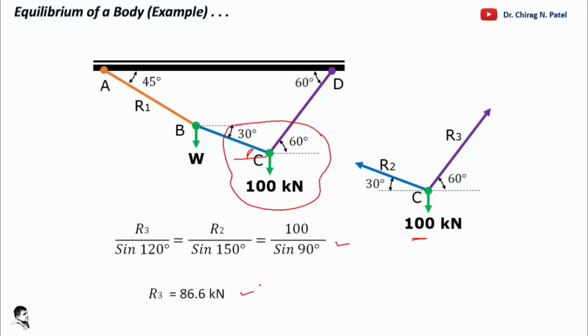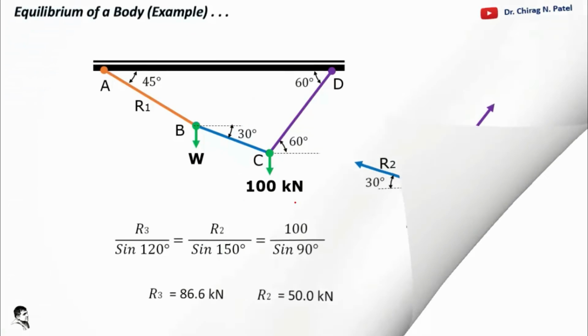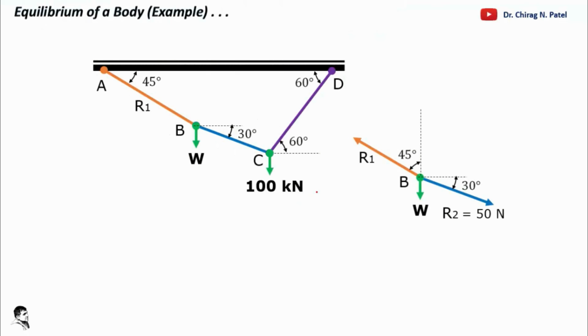So you can very easily resolve it now. R3 is 86.6 kilonewton and R2 is 50 kilonewton. So R2 is now available, that is the tension in this blue string, and R3 is also available. So these answers are available now. If we go further to the second part, the free body diagram of the second part is this. W is unknown, R2 we know is 50 kilonewton, and R1 is also unknown. Now again we resolve the angles, so this is 45, this is 30, and we go for the resolution.